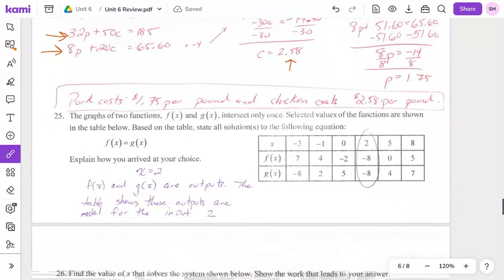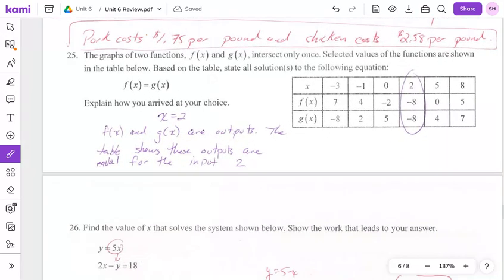Right. And then number 25 here, the graphs of functions f of x and g of x intersect once. All right, so you can see their table of values were there, and there's a point that happens to be on both tables. So x equals 2 gave the same output. So that's why 2 would be the x value that they match at.